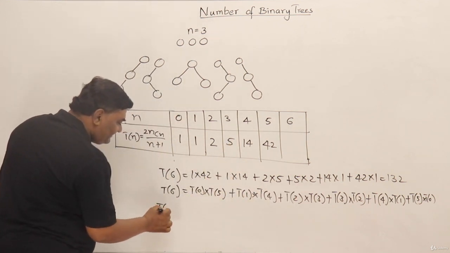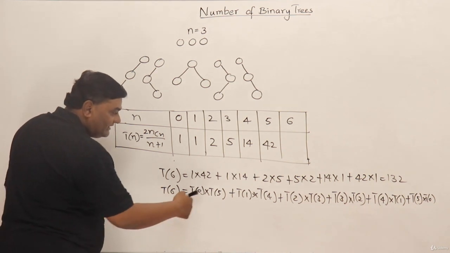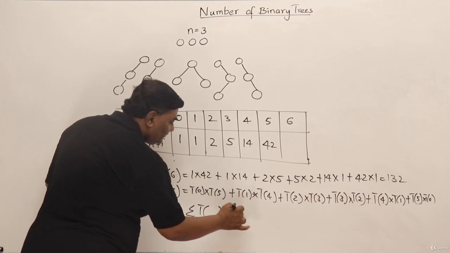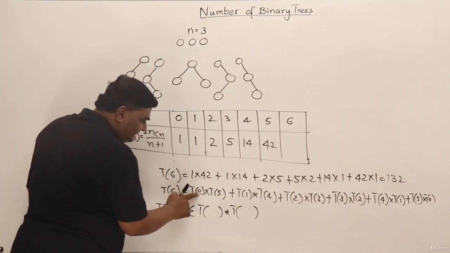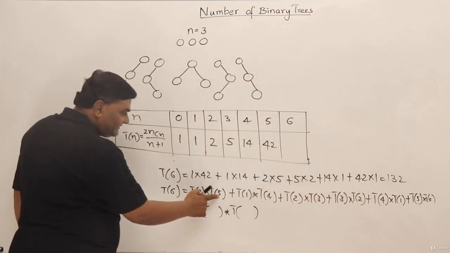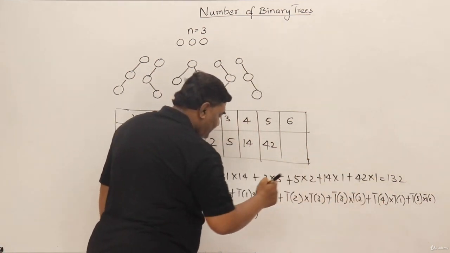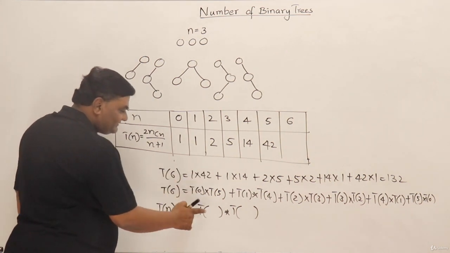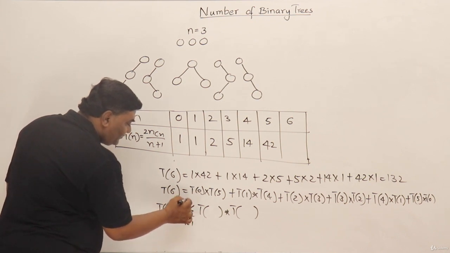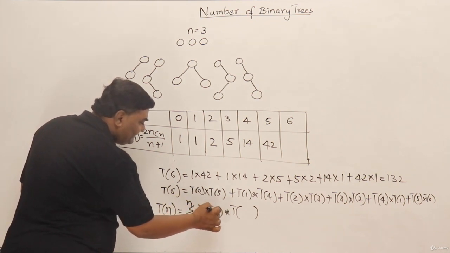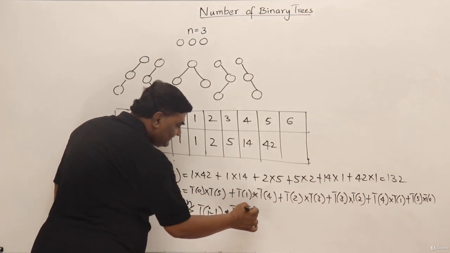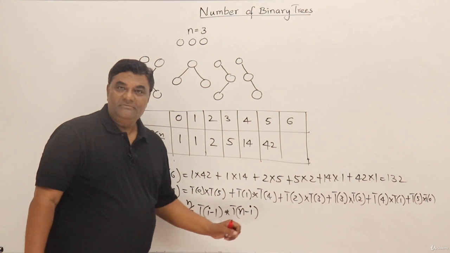So this can be written in general form. Tn is a summation of two values, T of something into T of something. This is starting from 0, 1, 2, 3, 4 up to 5, and this is 5, 4, 3, 2, 1. So one side it is increasing, the other part is decreasing. If I take i value starting from 1 to n, then I should say i minus 1, because when i is 1, the first time it should be 0. And this is n minus i. So yes, we got the formula.